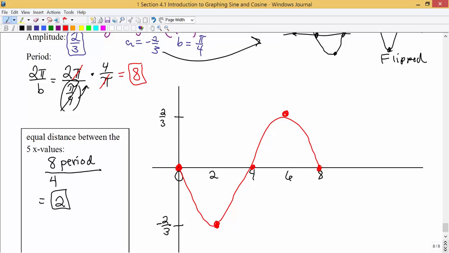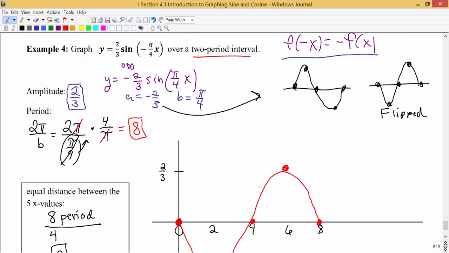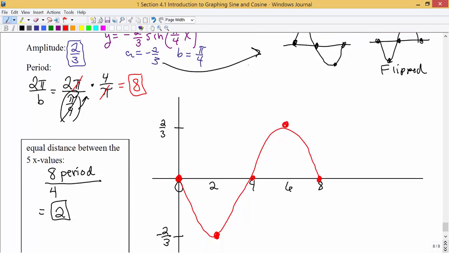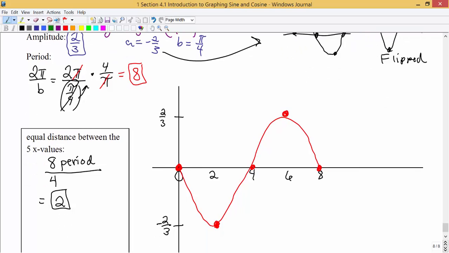Okay, we're asked to do 2 periods, so a 2-period interval. So I'm going to keep going one more time. Our equal distance is just 2, so our next x value would be 10. The next one would be 12, so we have 1, 2, 3. The next one would be 14, and the last one would be 16. Remember that the next cycle starts where the last one ended.